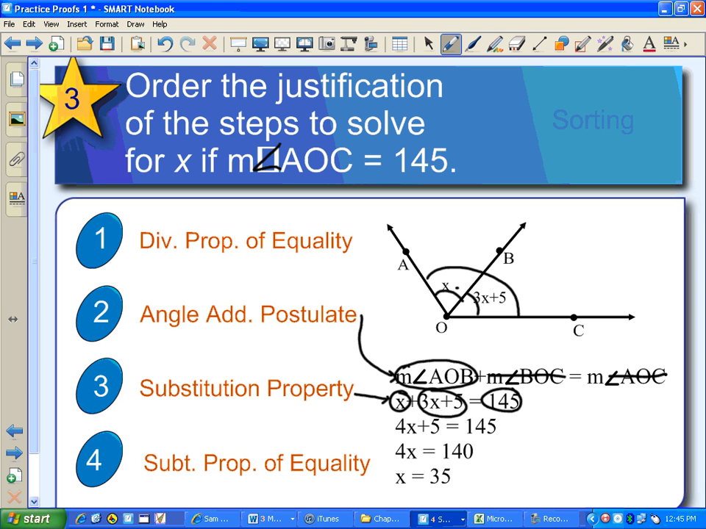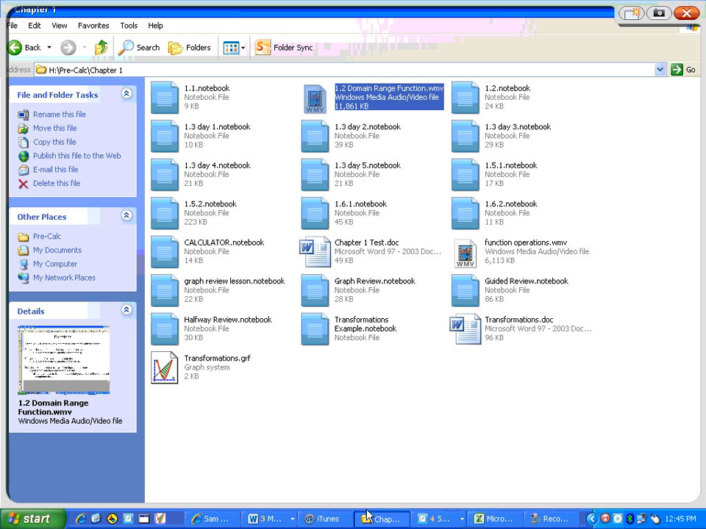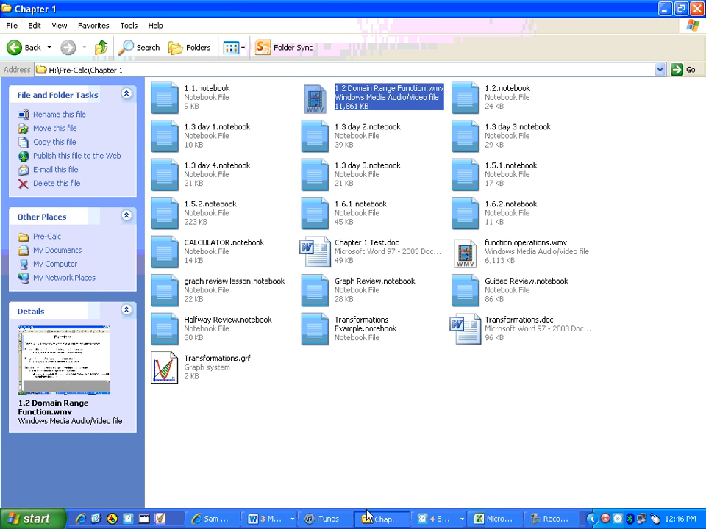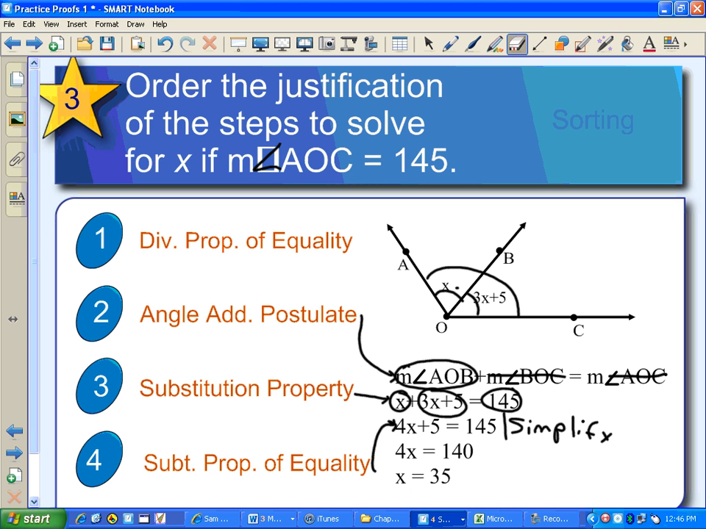The next one, like I talked about on the previous video, I haven't done anything to both sides of the equation. The only thing I did was I changed the left side of the equation to make it more simple. So I'm just going to write, my reason here would be simplify. I just simplified. Then I subtracted 5 from both sides. That's the subtraction property. So I've subtracted from both sides to get there, and then I divided by 4 on both sides. So that would be my reason for that.